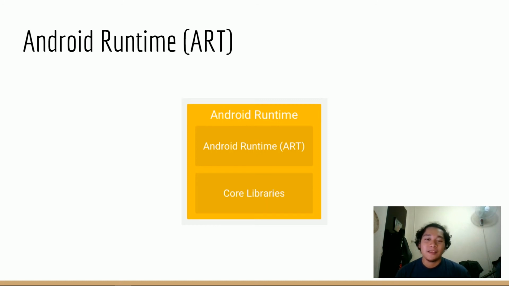And many more. The ART, or the Android Runtime, also includes a set of core runtime libraries that provide most of the functionalities of the Java programming language, including some Java 8 language features that the Java API that's up top works on.